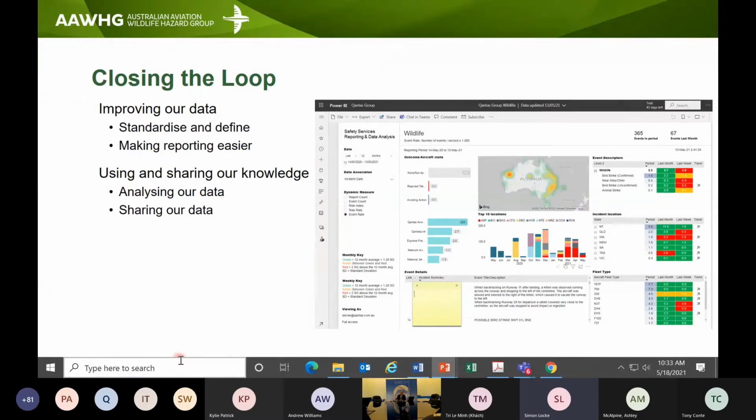So this is still in its infancy. We've been working on this for the last 6 months, but going forward, we see the greater sharing of data between operators and airfields to be an essential part of the continuing improvement of these wildlife hazard management plans and the improvement of safety for the flying public.